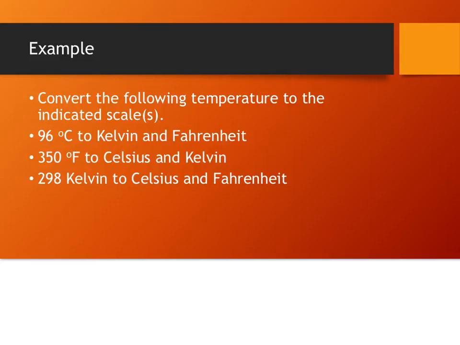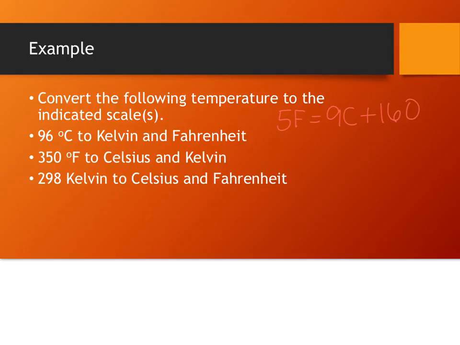All right, now it's time for an example. So first we are converting 96 degrees Celsius to Kelvin, and then we're going to convert to Fahrenheit, and we'll work on these other problems in a bit. So 96 degrees Celsius to Fahrenheit, we're going to use that equation. We have 5F is equal to 9C plus 160. I'm going to change this to black real quick.